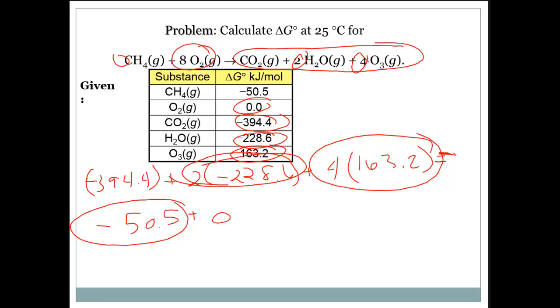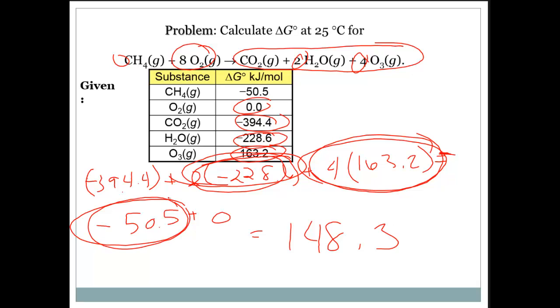So that comes out to be 148.3. Let me repeat that. The products minus the reactants. Negative 394.4 for the carbon dioxide plus 2 times negative 228.6 plus 4 times 163.2 minus the reactants, so minus negative 50.5. So you're adding 50.5 to 148.3 kilojoules per mole.